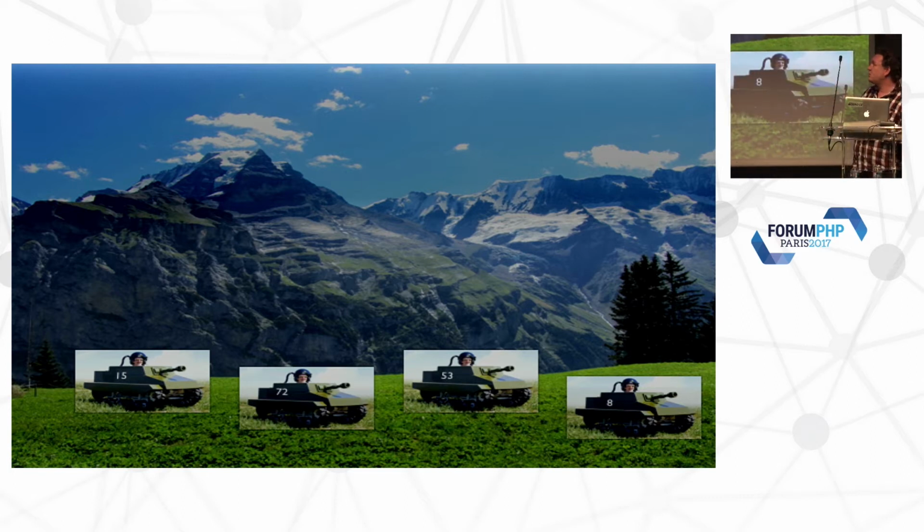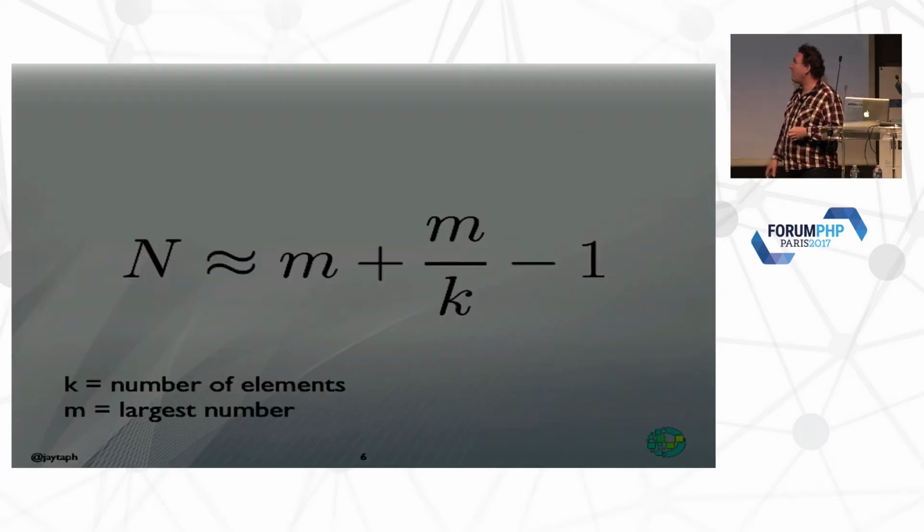Can we deduce or say that the Germans have five tanks? Well, they already have four, so five is plausible. Could they have like 1,000 tanks? It could be, but it's not very likely because we only see four tanks. What we can do is statistically define the number of tanks the Germans probably have. And that's with this formula.